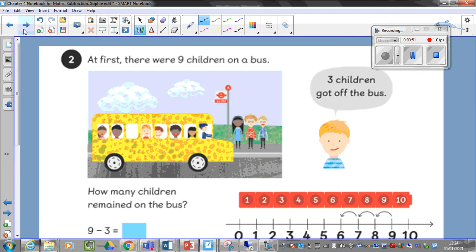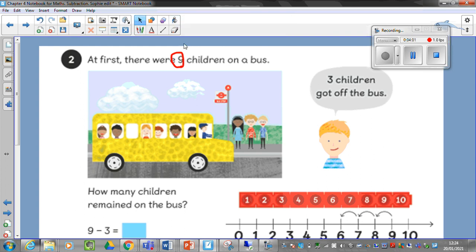Okay, so we're going to do a couple of problems together and then we'll have a look at the worksheets. So I want you to have a look at this picture here. There are 9 children on a bus. Let me move that over so you can see. There are 9 children on a bus. Okay. Oh, look, he says 3 children got off the bus. Oh, you can see them standing here. So there were 9 children on the bus and then 3 children got off. How many children remained on the bus?